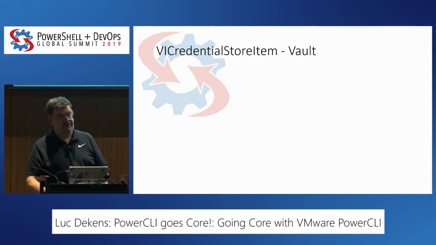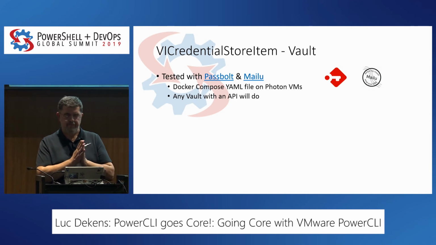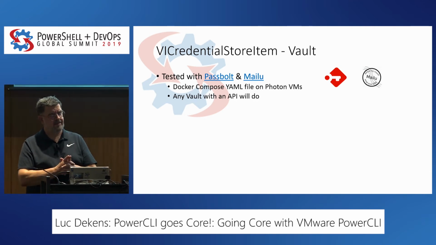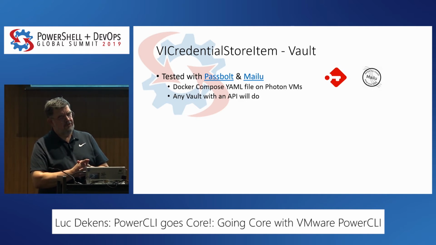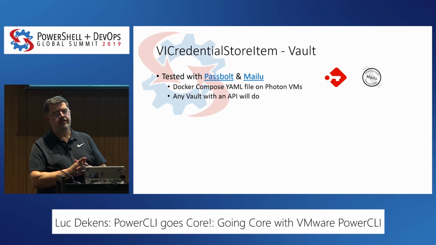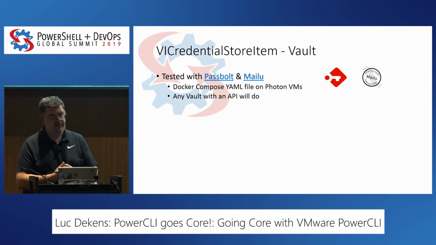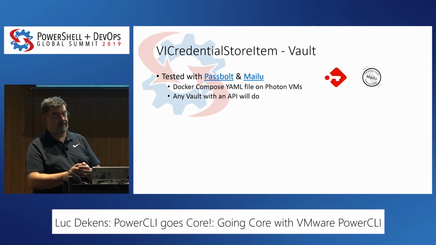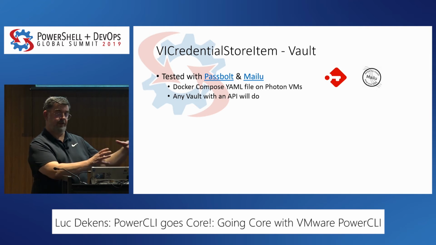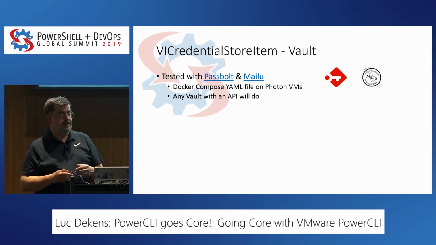Now, this is the interesting one where we go for an external vault. What I did is I had two Photon machines, and on there, with Docker Compose, I installed two solutions. One is the Passbolt solution, which is a vaulting system for teams. And I used Mailu because the vaulting solution needs a mail solution as well. So I needed to install a mail solution in the platform as well. You could install it on one Photon. I did it on two Photon machines.